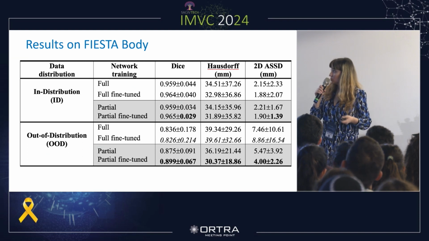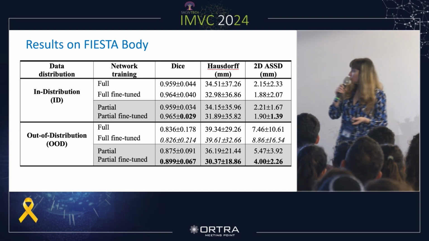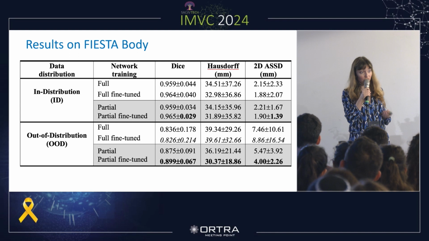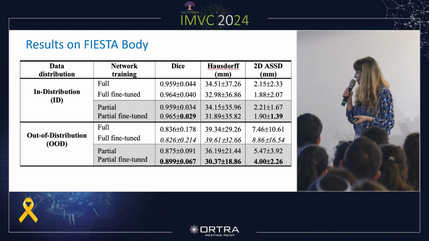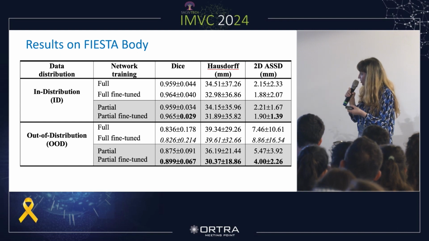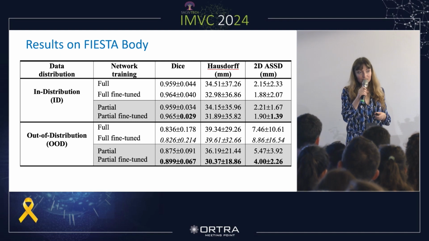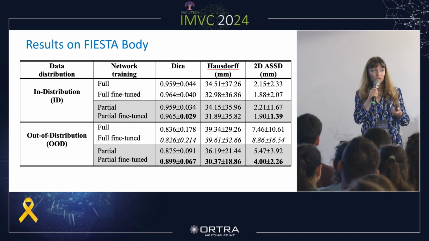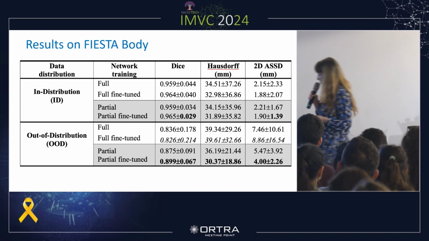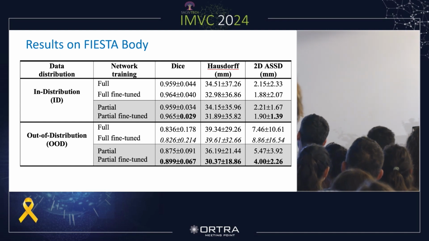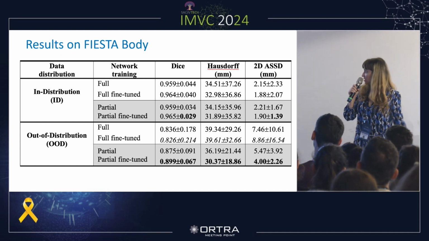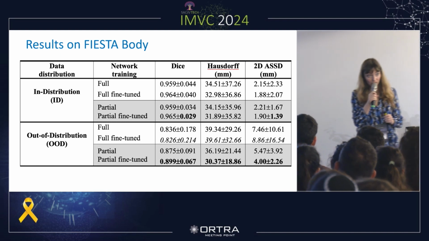Now, when we are looking at a different sequence, the Fiesta body sequence, so in-distribution data, we see again very similar results. The fine-tuning was helpful for both the full and the partial annotations. When comparing between them, the average performance again was pretty much the same. However, the standard deviation for the partial annotations, you can see it here. I don't know if you can see the pointer, but in any case, the standard deviation is lower for the partial annotations.